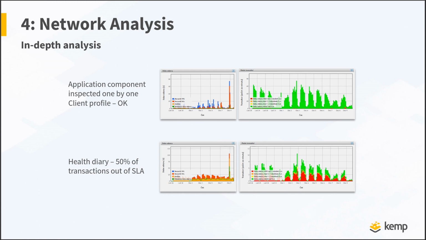But if you would monitor the applications with network analysis, you can then check the real user experience for different parts of the applications. So, for example, in this example, we can see that if the user would click to client profile, you would see that all of the transactions were answered within the SLA, so everything was running smoothly.